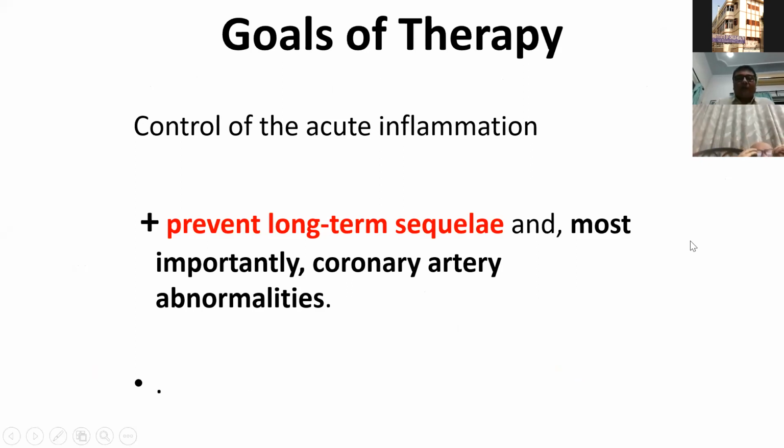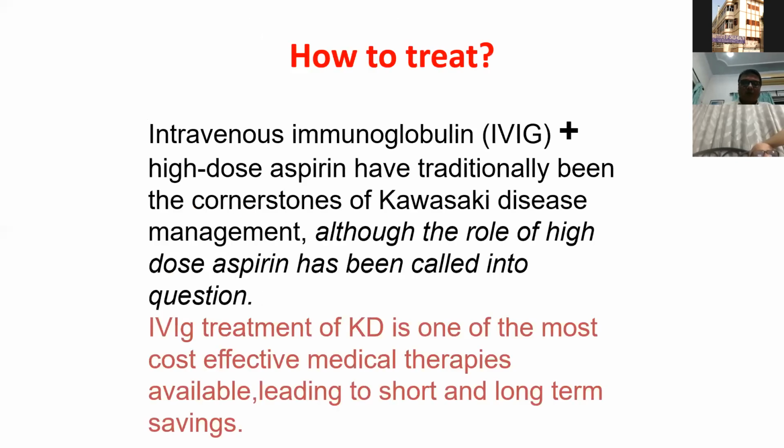So let us look at the goals of therapy. You need to control the acute inflammation and prevent long-term sequelae, that is the coronary artery abnormalities. So how to treat? I think everyone knows how to treat Kawasaki. It is IVIG, 2 grams per kg. And it has been observed that the response to IVIG is dose dependent. So it is 2 grams per kg. And it remains one of the most cost effective medical therapies.